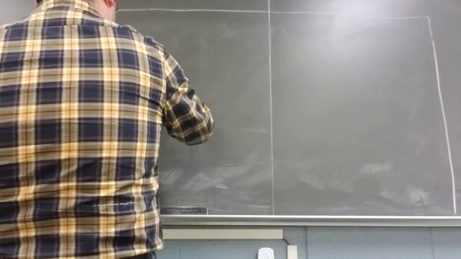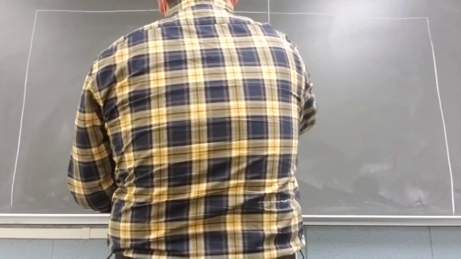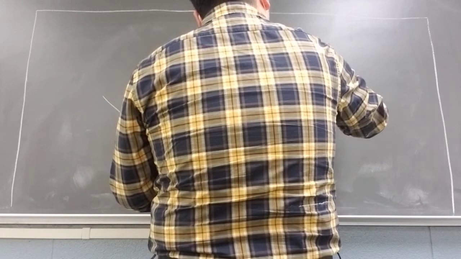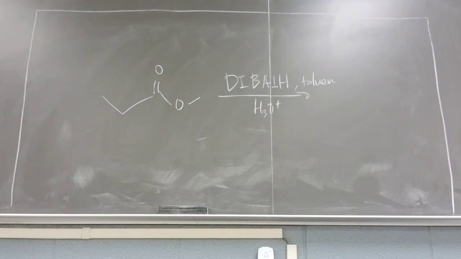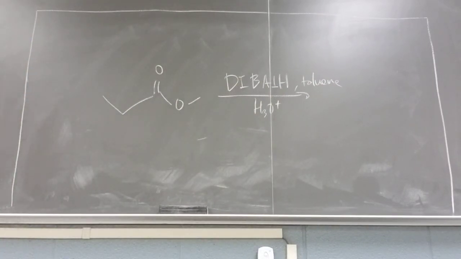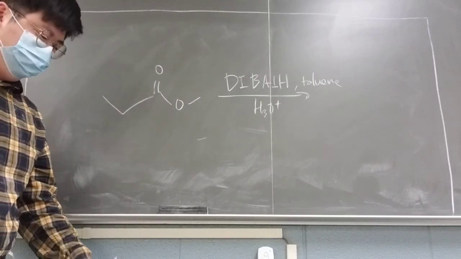So if you have an ester group again, okay, you're going to treat it with diisobutylaluminum hydride in toluene with acidic conditions on this ester group. What happens? This is also a very easy trick you can do. Okay, about 30 seconds. Almost forgot.